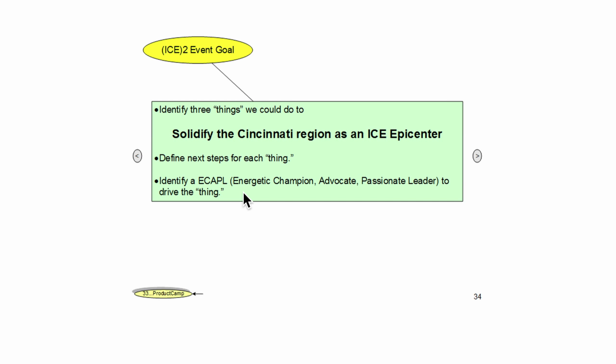So that's what's going to happen. That's our goal: solidify the Cincinnati region. What are the things we could do to solidify the Cincinnati region as an ICE epicenter?